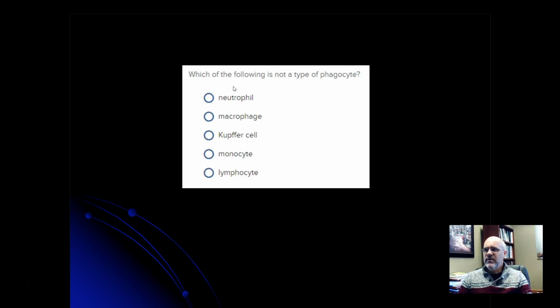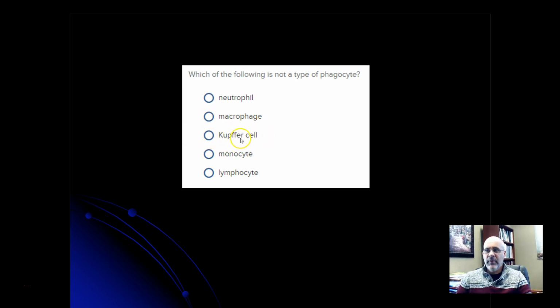Which of the following is not a type of phagocyte? So we talked about, of course, neutrophils and macrophages are your main types of phagocytes. But then we also talked about there are some specialized macrophages that reside in particular tissues. And one of those was the Kupffer cells. Those are in the liver. They're always stationed in your liver.